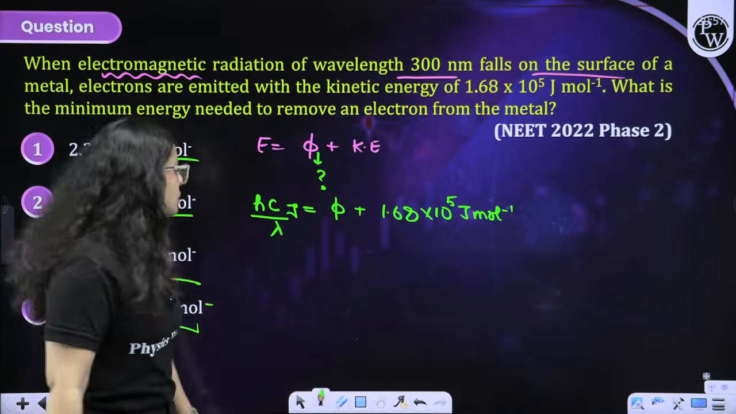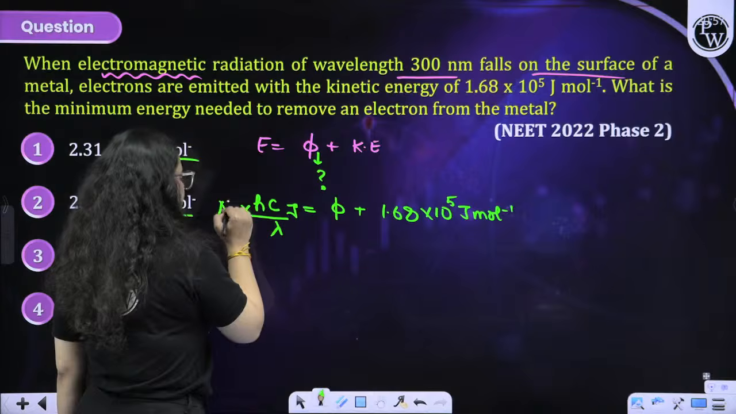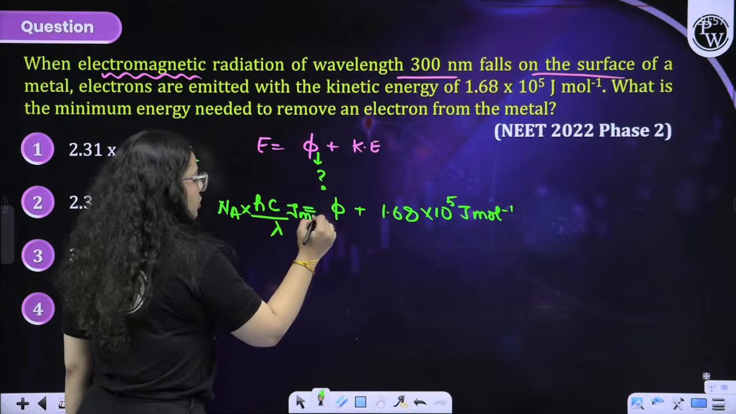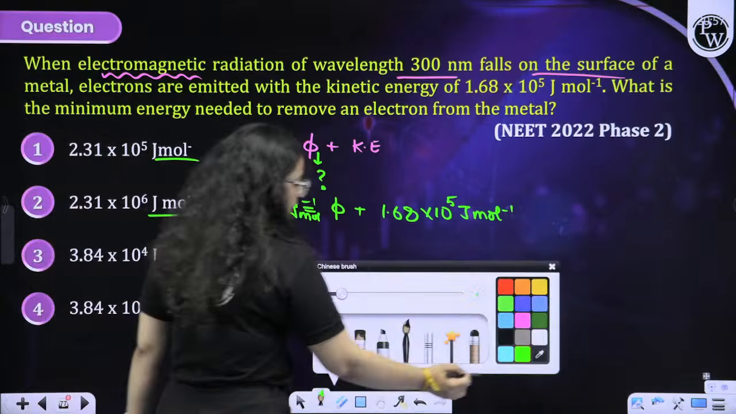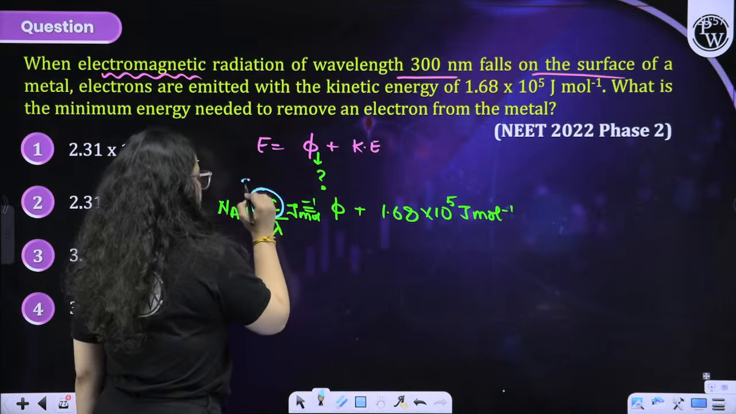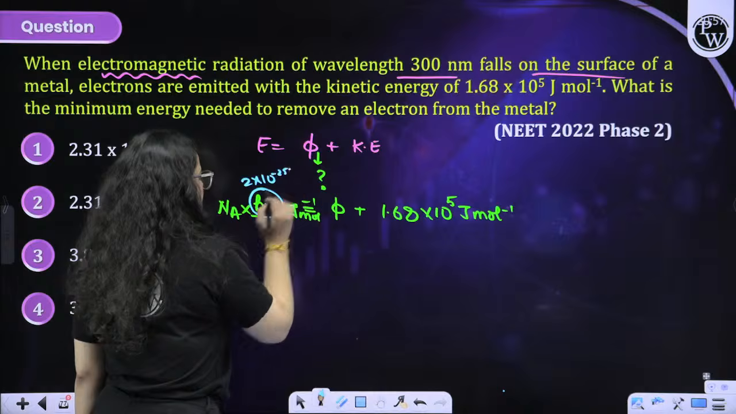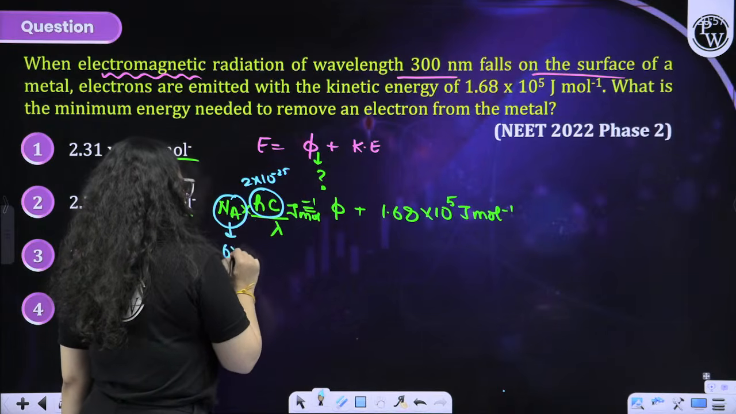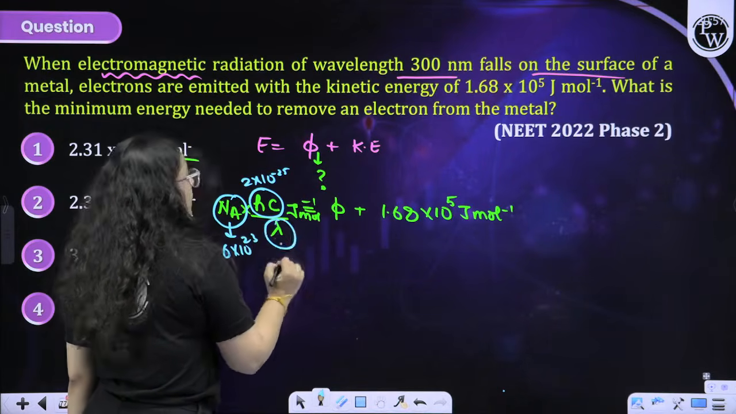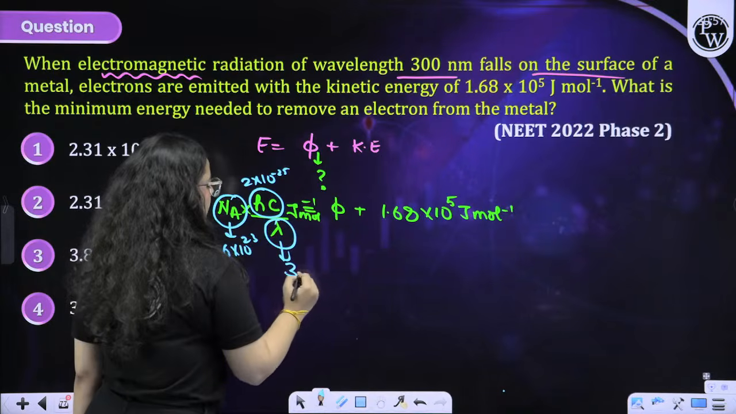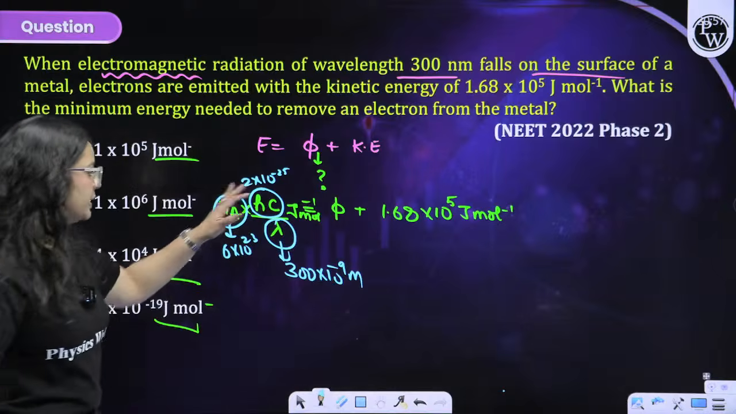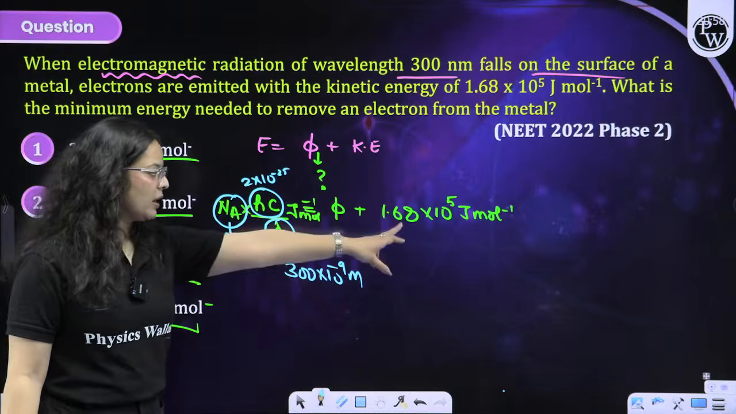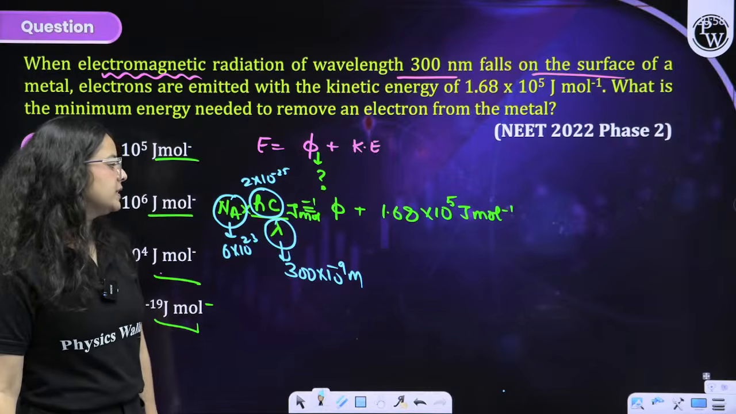Right everyone? So how to do so? By multiplying it with Na, you will get it in joule per mole. So you just have to put in the values. In terms of hc, 2 into 10 raised to the power minus 25. In terms of Na, 6 into 10 raised to the power 23. In lambda, you put the wavelength of 300 nanometer, that is 10 raised to the minus 9 meter. So simply substitute the values and find this phi.